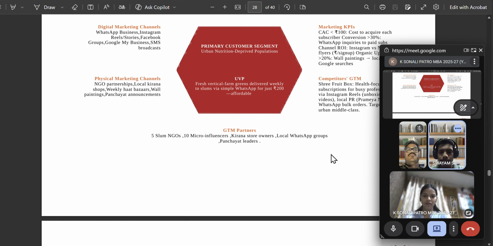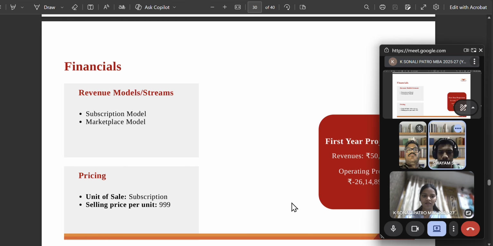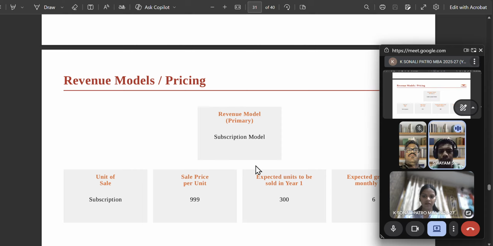Looking at our finances for the first year, we project a revenue of around 50 lakh. However, due to initial setup costs like operations and investment, we expect a net loss of around 26 lakh in our first year. This happens to every business because we have initial infrastructure costs and customer acquisition costs. Then the next slide, which is break even and performance.